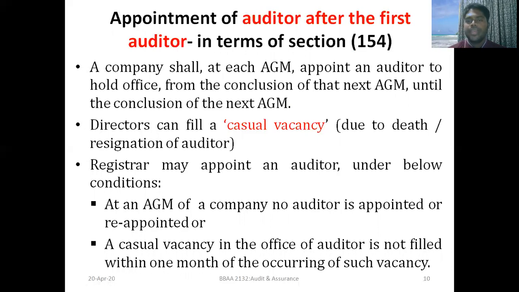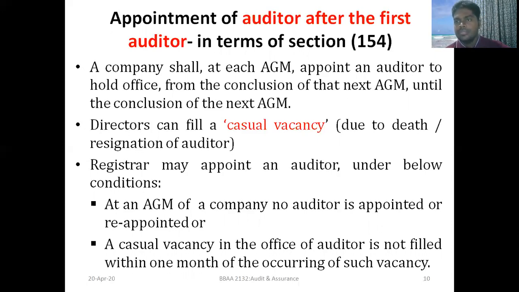Every year they appoint an auditor to hold office, because each and every year they normally do the same things. The first one says appoint a particular auditor. So it doesn't mean each and every year they change the auditor. If the owners or equity shareholders want to replace the auditor, they can do it. Otherwise, the same auditor can be kept for a maximum of 5 years.